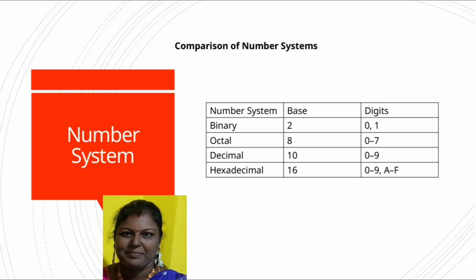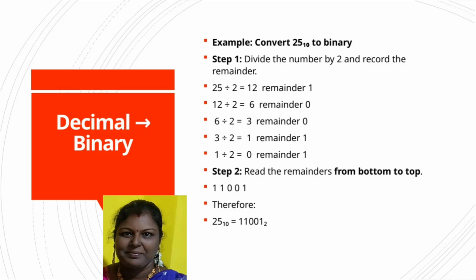Let's walk through how to convert the decimal number 25 into binary. First, we divide 25 by 2 and note the remainder. Then, we keep dividing the quotient by 2, each time recording the remainder. We do this until the quotient reaches 0.